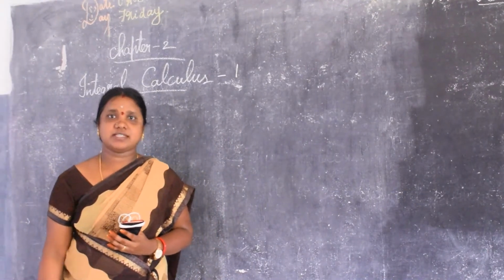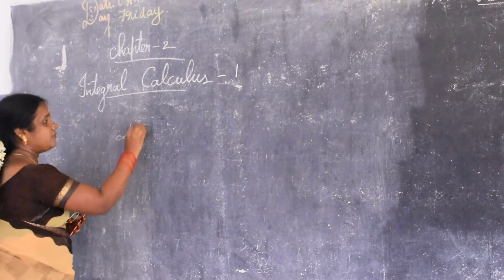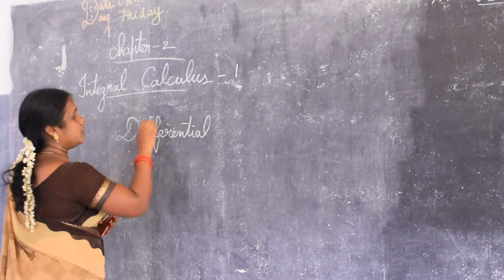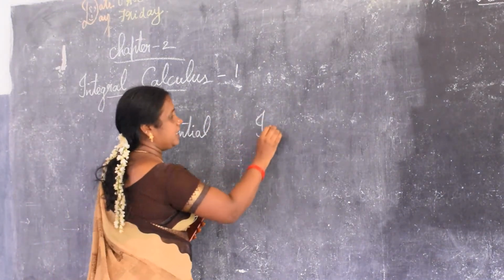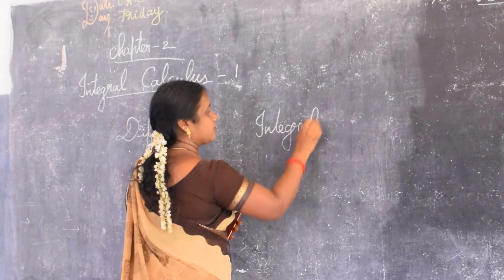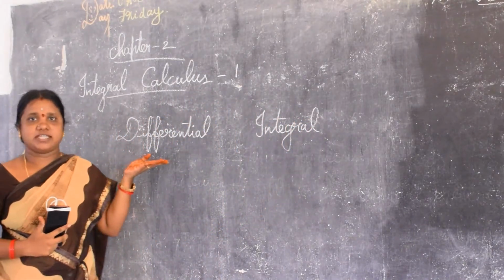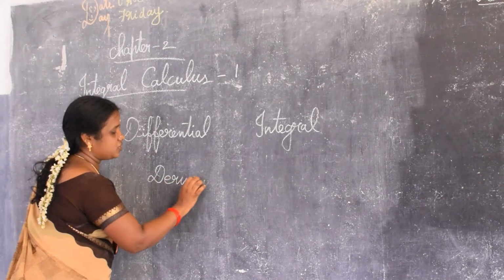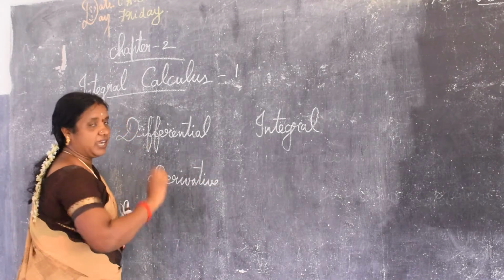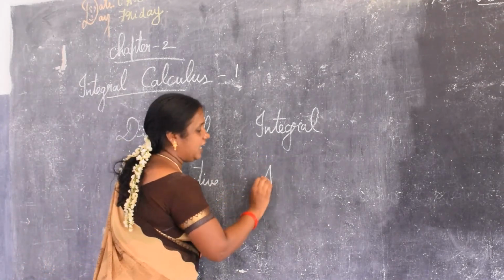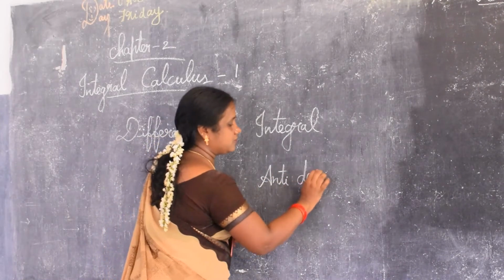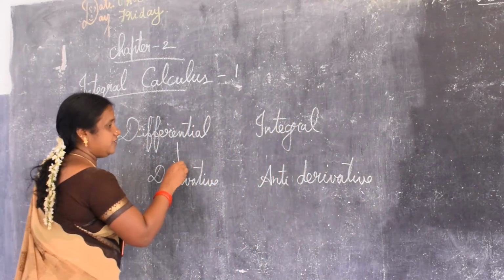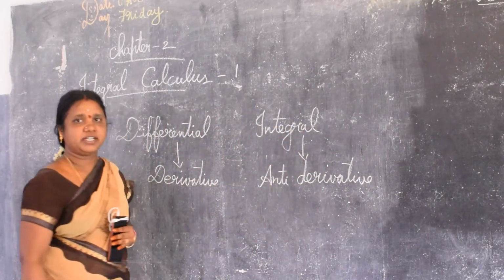See here, calculus is divided into two. One is differential calculus, another one is integral calculus. Differential calculus deals with the derivative of a function. Integral calculus deals with the antiderivative of a derived function. This we will talk about derivative, this we will talk about antiderivative of a derived function.